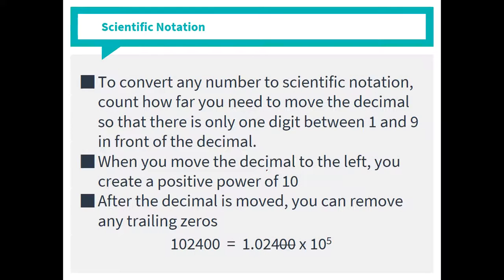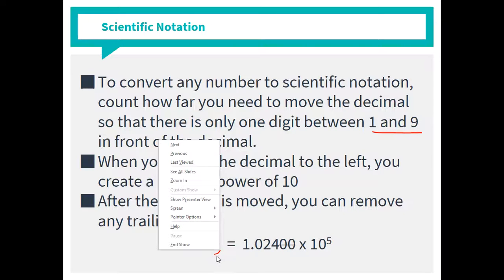So to convert to scientific notation, count how far you need to move the decimal. There's only one digit, 1 to 9, in front of the decimal. In scientific notation, you cannot have more than one digit in front of the decimal. So when we move the decimal to the left, we create a positive power. In this case, I've got a big number. I've got 102,400, and I want to make it a positive power.